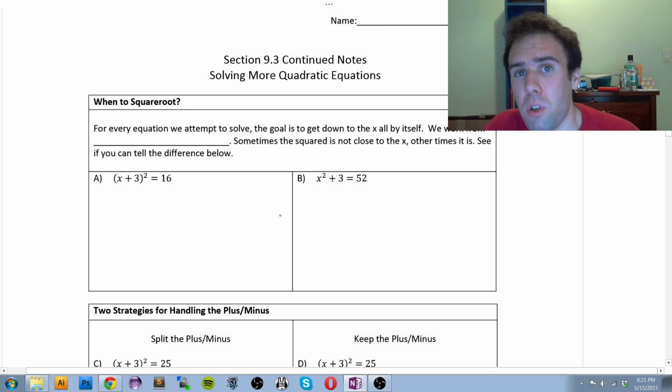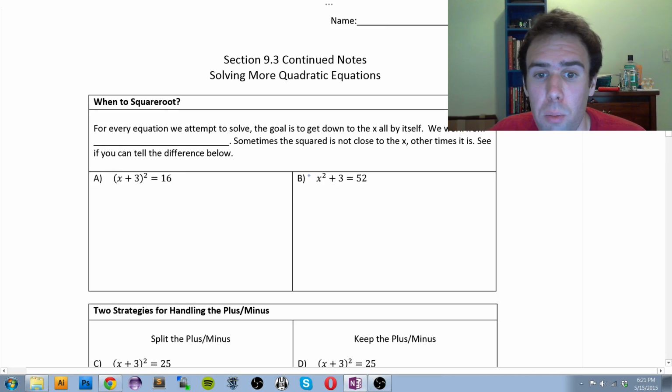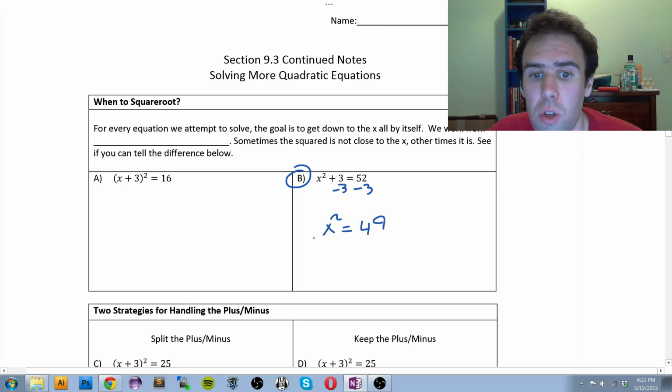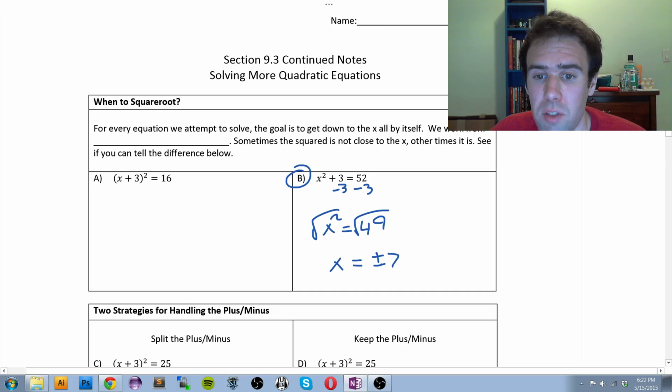So first, let's start off with one of our more familiar problems, like with b. What we've done in the past is we've subtracted 3 from both sides, got the x squared by itself, and used the square root as an inverse operation to eliminate the squared. We remember that we have both plus and minus 7. In other words, both positive and negative 7 will multiply by themselves and create a positive 49.